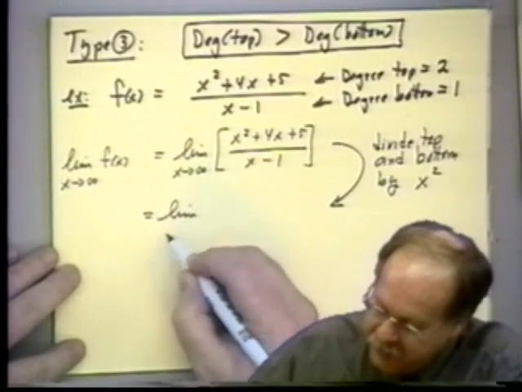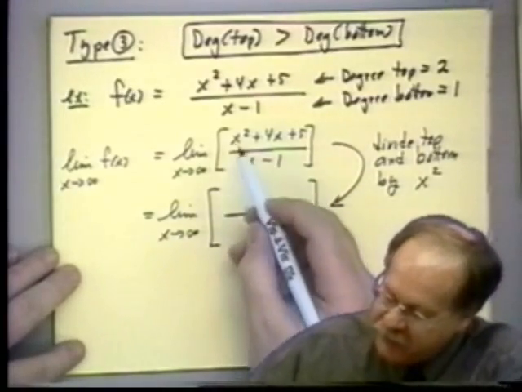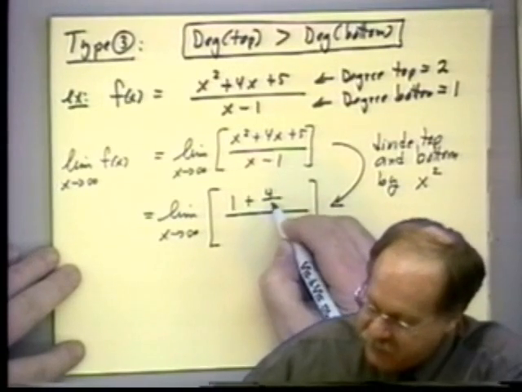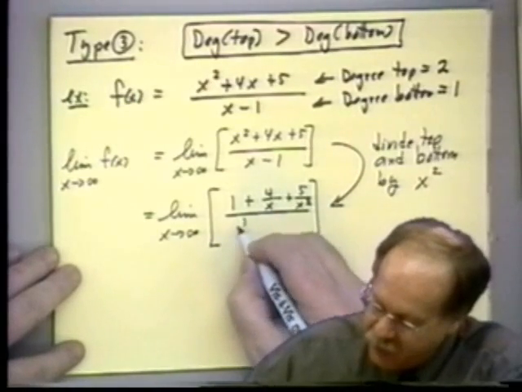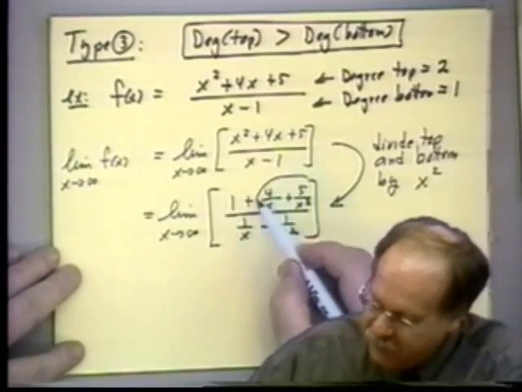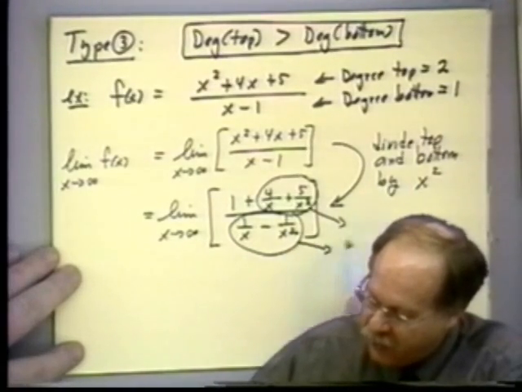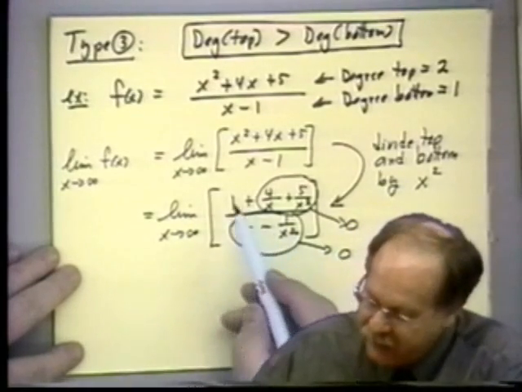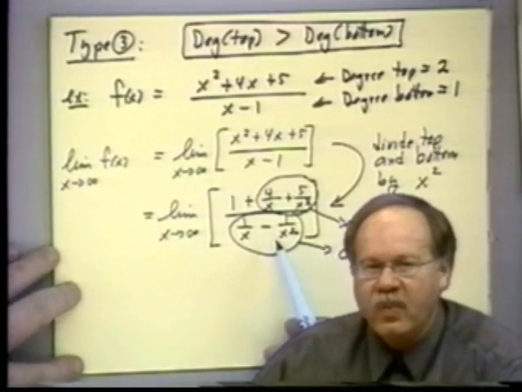Here's what happens. We end up with the limit as x approaches infinity of, now on the top we divide by x squared, we get a 1, that's the easy one. 4x over x squared gives me 4 over x, and then 5 over x squared is the last one. On the bottom I get 1 over x minus 1 over x squared. As before, everything with an x in the denominator and a constant on the top will go to 0 as x goes to infinity. What does that leave me with? That leaves me with a 1 on the top, so the top is a constant, but the bottom goes to 0.